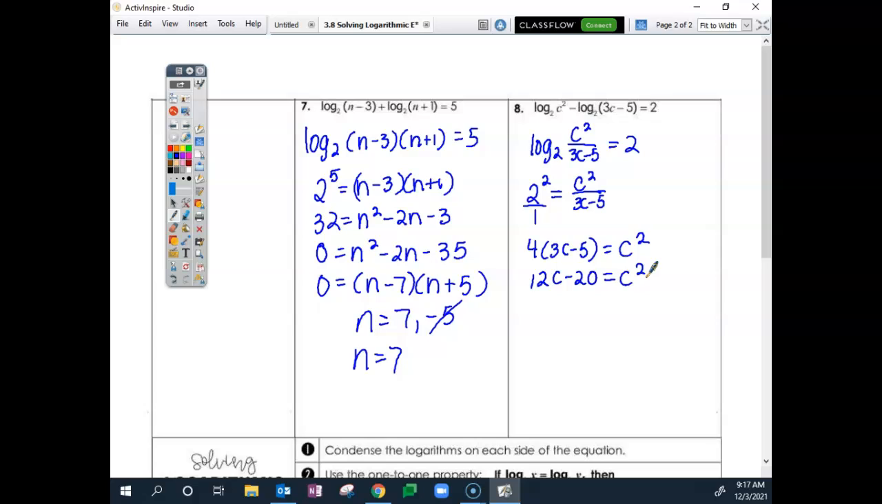I did 2 to the second power equals this. I put a 1 under this, and then I took 4 times this and 1 times that. I cross multiplied. So I'm going to subtract the 12c, and I'm going to add the 20.